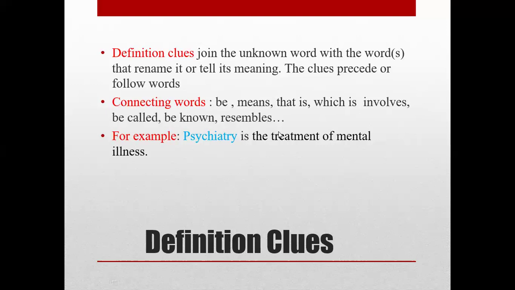So here we should pay attention to the verb be, which means is or are or was or were, and to phrases like means, that is, involves, is called, which is called, or which is known as, and so on. So we just pay attention to them. And as I told you, when you have any unfamiliar term and the meaning comes this way, this is called a definition clue. This is the simplest way.